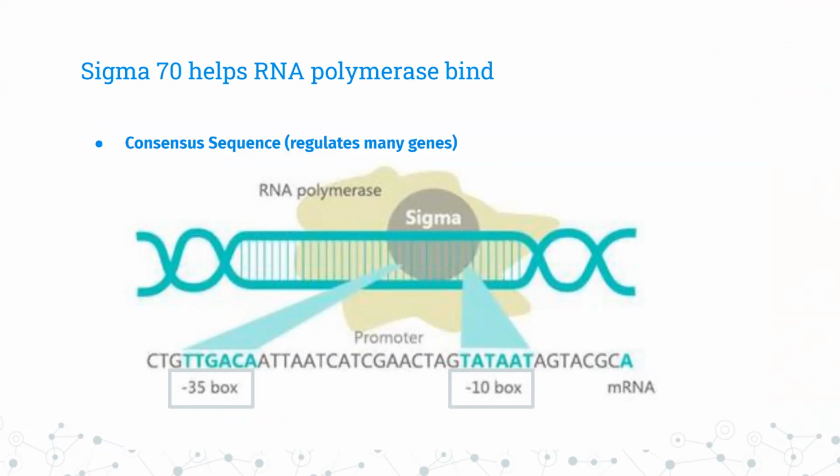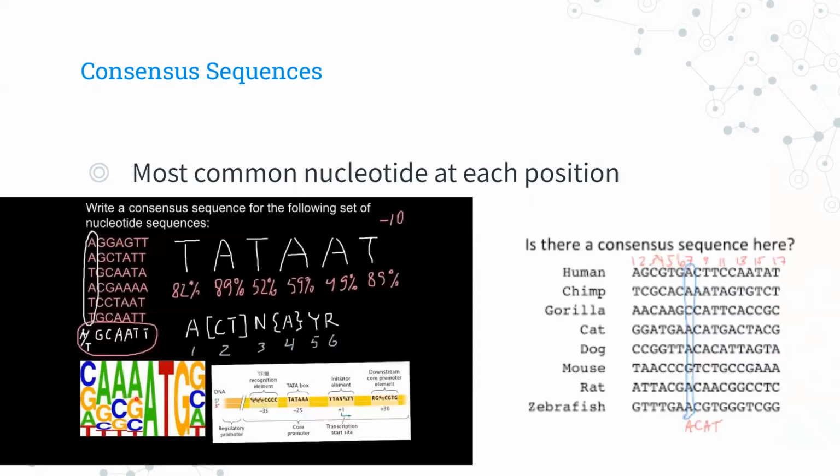So sigma 70, this is an important name to remember. It helps RNA polymerase bind. And it has a consensus sequence, which is the most common nucleotides at each position. In this figure, from Khan Academy, I believe, you can see there are different sequences, and the most common letters are T and A. That's a bad example, but for example, on the right figure, there's A, C, A, G, A, so the consensus sequence there would be A. What's nice about consensus sequences is they aren't totally specific, so you can have a few nucleotides wrong and still be part of that consensus sequence. It's more of a general pattern.